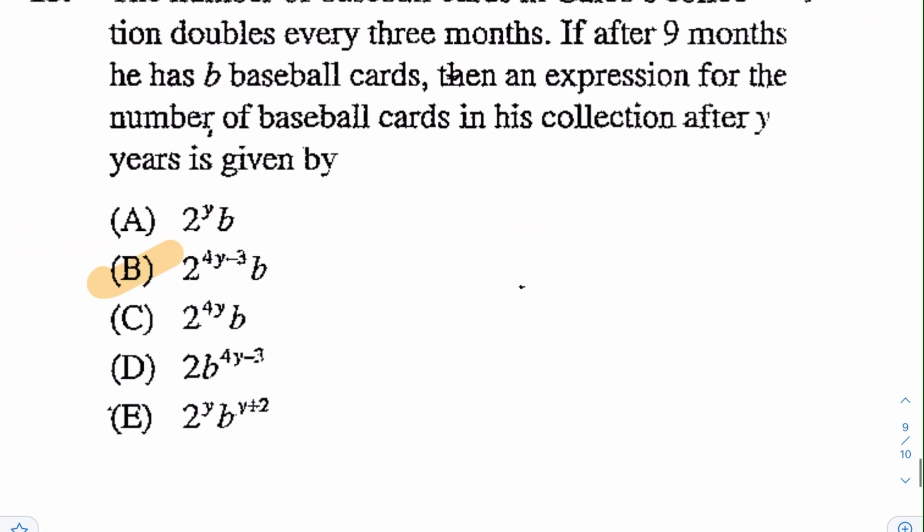All right, next for number 15, the number of baseball cards in Caleb's collection doubles every 3 months. If, after 9 months, he has B baseball cards, then an expression for the number of baseball cards in his collection after Y years is given by. So here, the number of cards that you have doubles every 3 months. So after 9 months, you have B baseball cards.